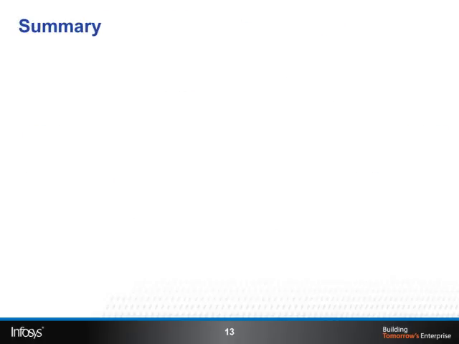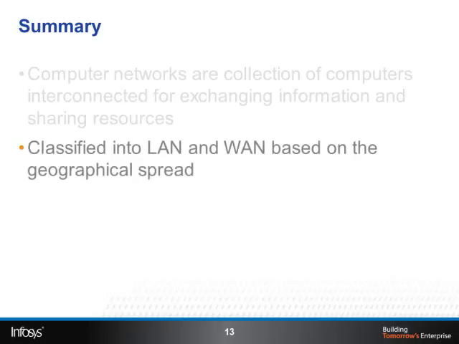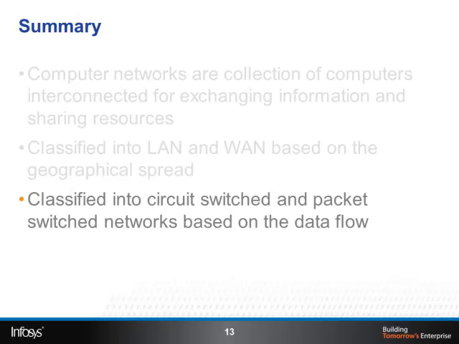In this session, we learned that computer networks are collections of computers interconnected for exchanging information and sharing resources. Computer networks are classified into LAN and WAN based on geographical spread. They are also classified into circuit switched and packet switched networks based on the data flow.